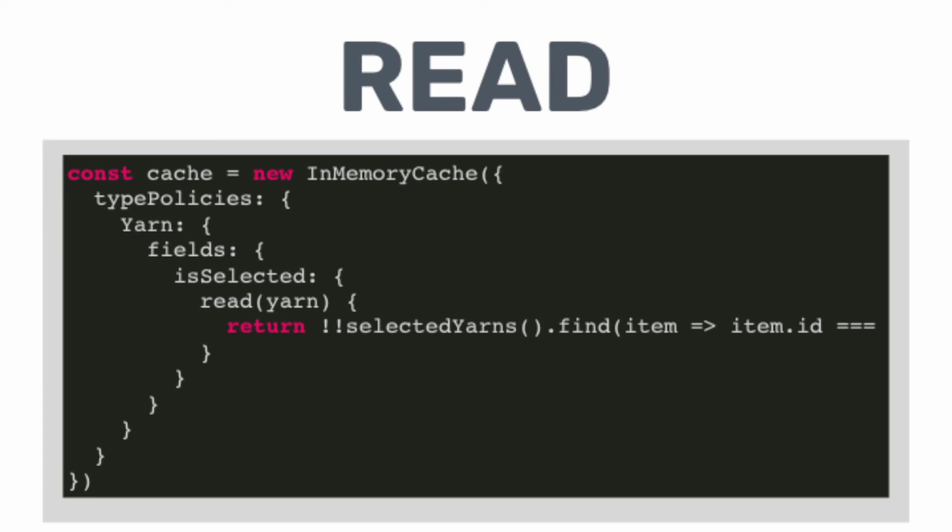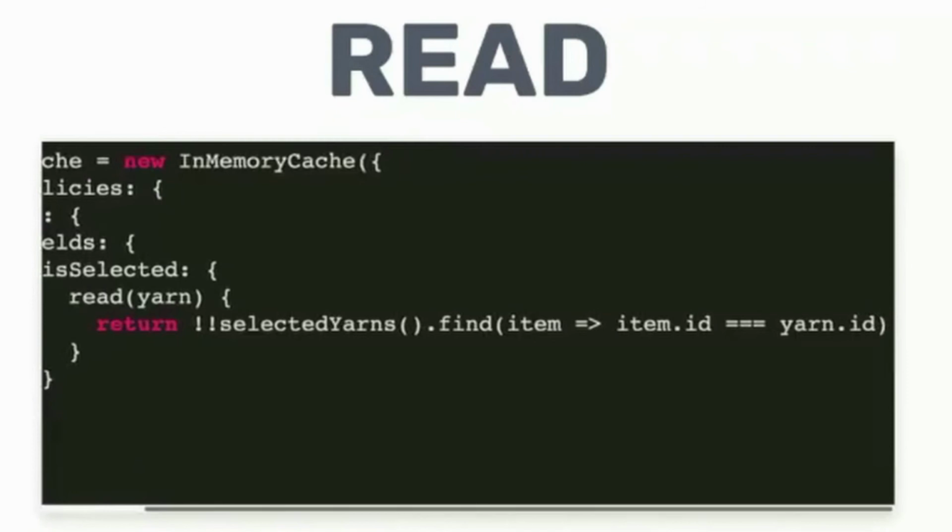And here you can see that we are defining type policies for yarn, which has fields, and under the fields, we are defining the isSelected field. And for it, we are defining the read function. So basically, that read function takes the parent object as its first parameter, and in this case, it would be yarn. And so here we are checking if the selected yarns reactive variable has this particular item, and if it has, then we are returning true for the isSelected field, and if not, then false.